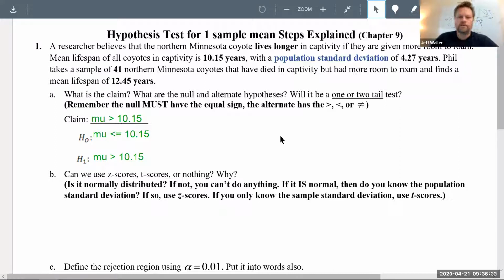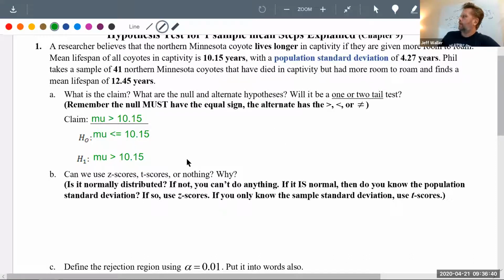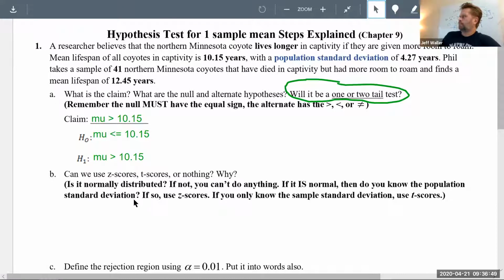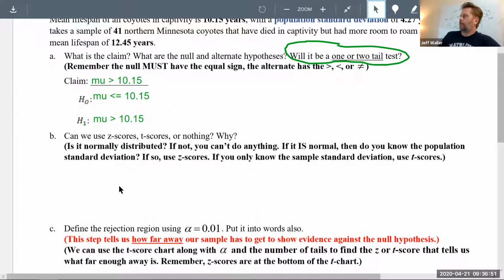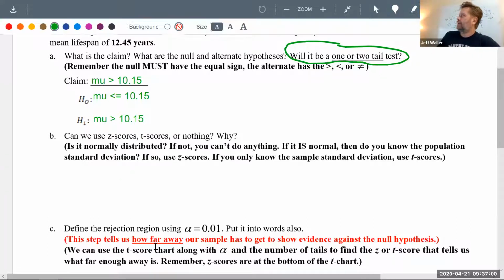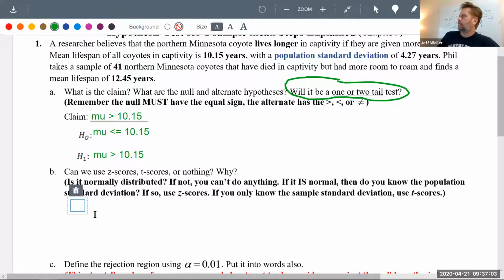All right, now think about this. Before I answer this question right here, because we're not used to this question yet, let's go down here real quick so that I can draw the right picture up there. Can we use z-scores, t-scores, or nothing? So what is it about this problem that tells me I can do something?